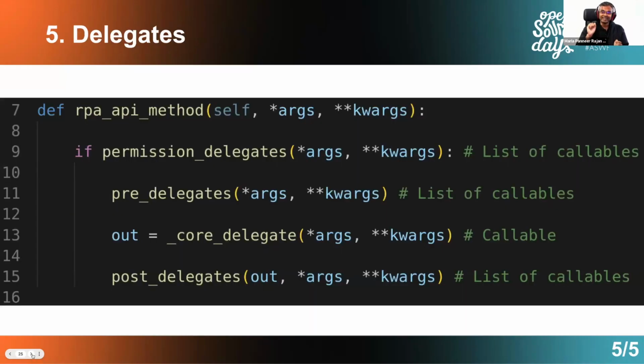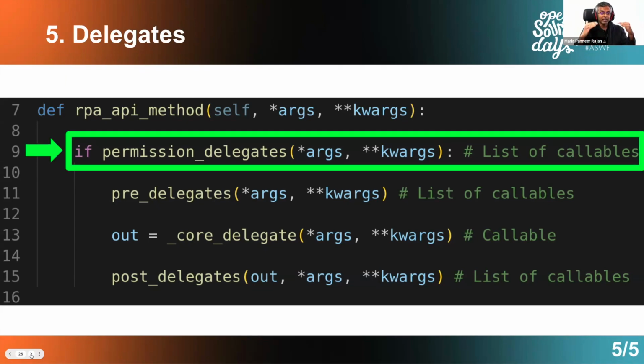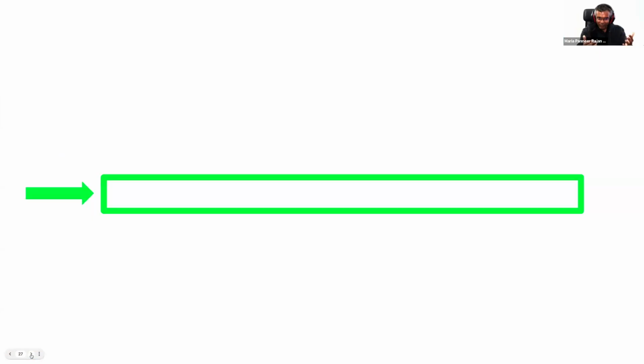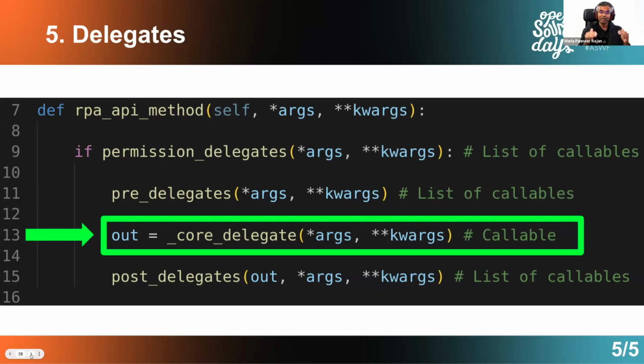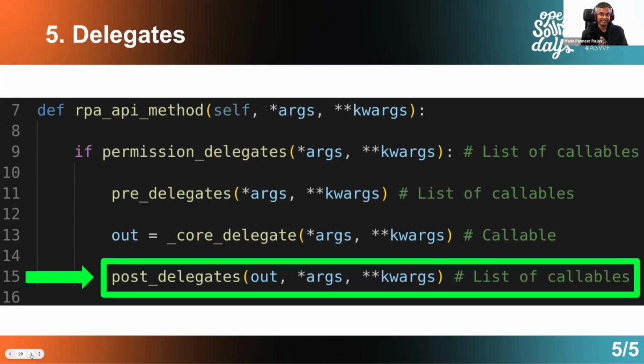Next. And finally, delegates. Whenever you call any RPA API method, that in turn calls a bunch of delegates. Here is a bit of pseudocode to show the order in which these delegates are called. Any arguments that come in to the RPA API method are directly passed into all these delegates. We start by first calling all the permission delegates that are associated with the method. Only if all the permission delegates return true do we go to the next line and call all the pre-delegates that are associated with that method. Then we call the core delegate. The core delegate is singular; it can only be a single callable, which has the implementation of that API method. That will return an output, which is captured and then passed on to all the post delegates that are associated with this method.